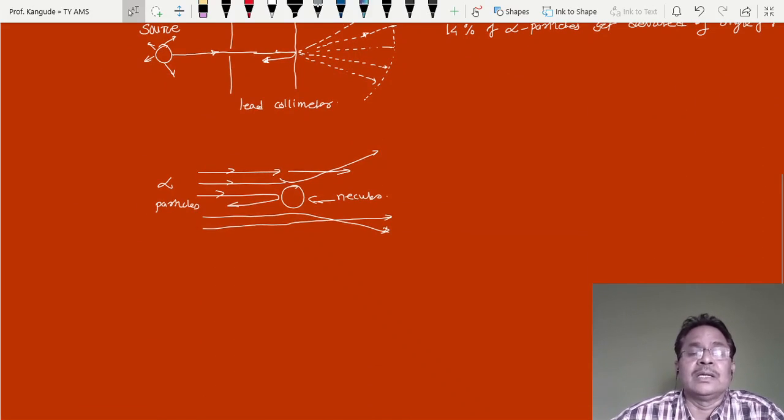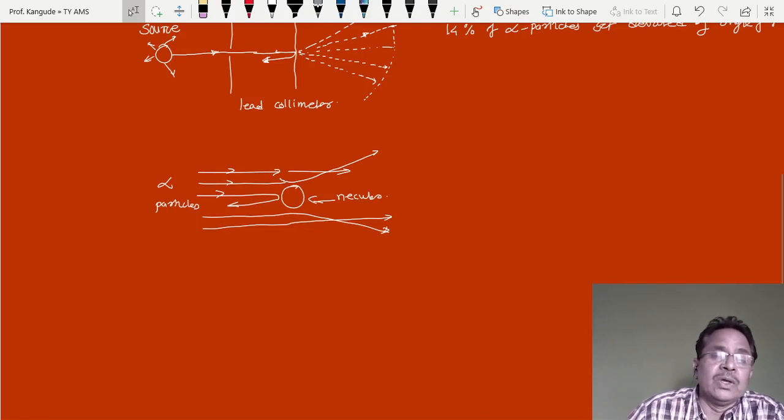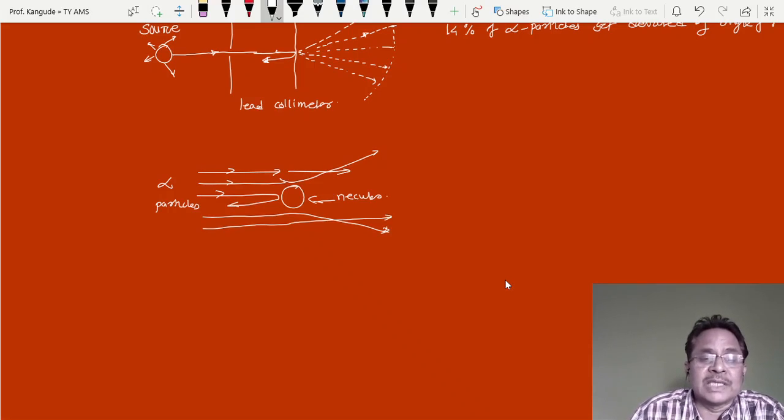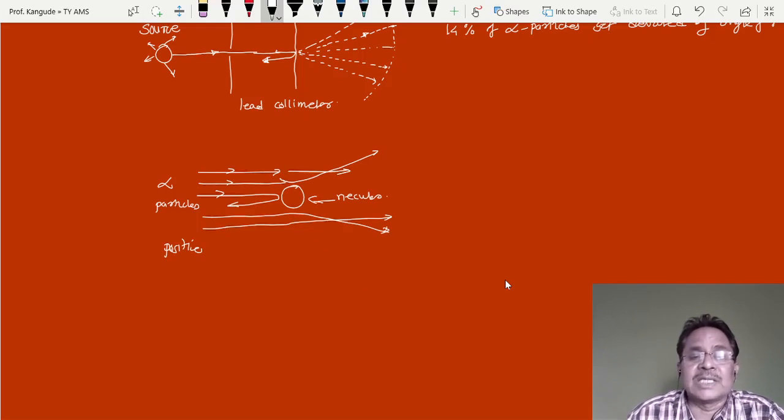So he suggested that in the atom a lot of empty space is available, and because of this only a very few alpha particles are reflected back. So this deflection is almost 180 degrees. This reflection is possible provided the alpha particle has a positive charge and the nucleus also has a positive charge, so an electromagnetic interaction takes place, a repulsion between the positively charged alpha particle and the positively charged nucleus.